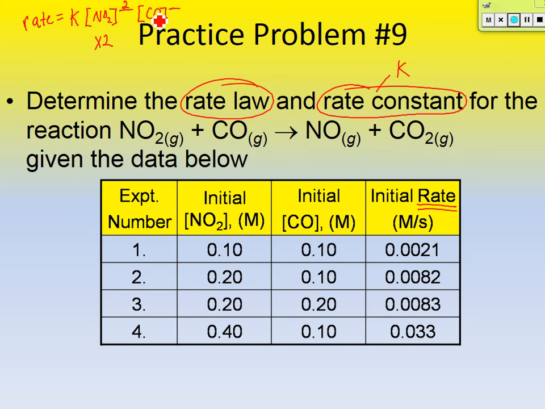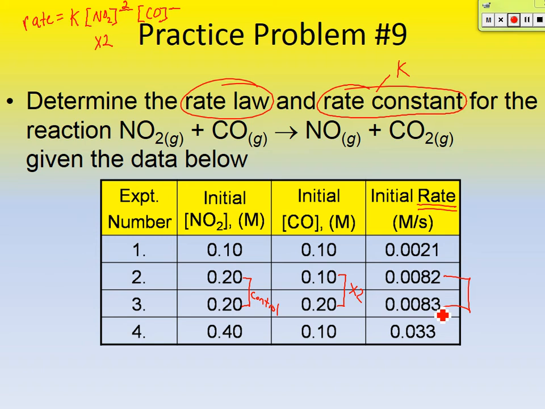I want to look for a spot where carbon monoxide is doubling, but NO2 is now held constant. Which experiments do that? 2 and 3. If you look at 2 and 3, I want you to draw brackets there and put times by 2. We're timesing the concentration of CO by 2, but look at what happens to the concentration of NO2. It remains constant, so this is my control. So I just write control there.